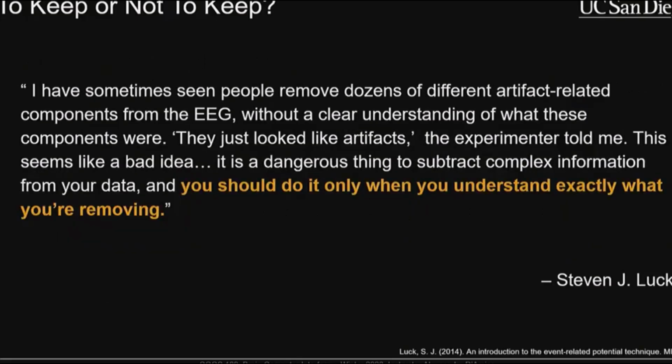And I want to conclude this section with a little passage from Steve. He says, "I have sometimes seen people remove dozens of different artifact-related components from the EEG without a clear understanding of what these components were. They just looked like artifacts, the experiment told me. This seems like a bad idea. It's a dangerous thing to subtract complex information from your data, and you should do it only when you understand exactly what you're removing." So you shouldn't ever take this blind approach where you see something that looks a little weird, but you're not really sure why it looks weird or what it is, and remove that from your data. As an experimenter, it's your responsibility to understand your data thoroughly and understand what modifications you're performing to your data.